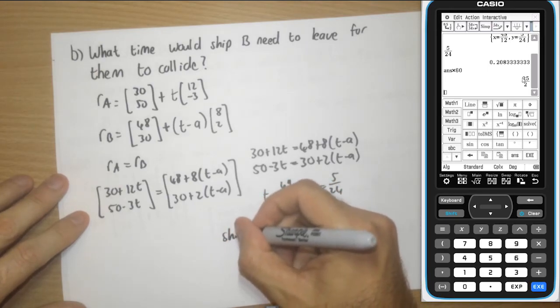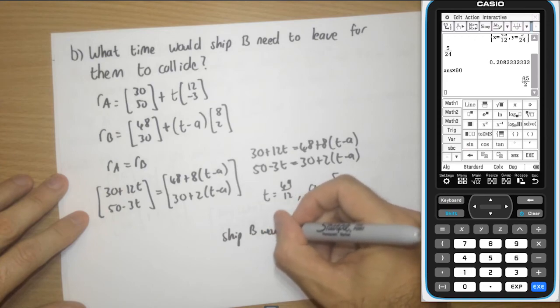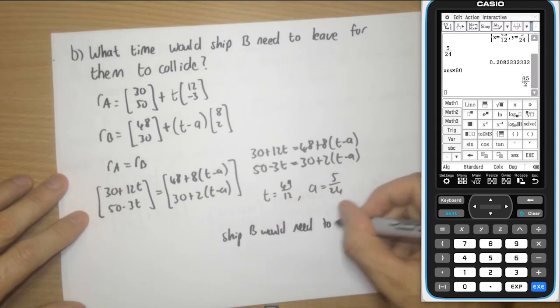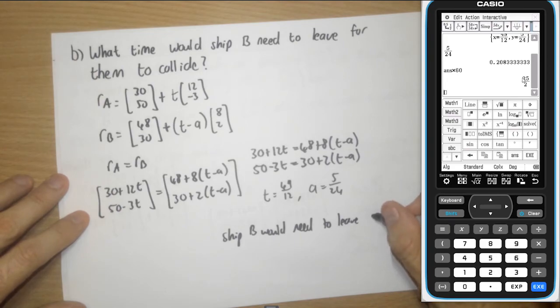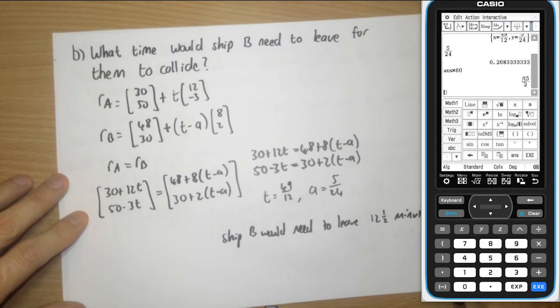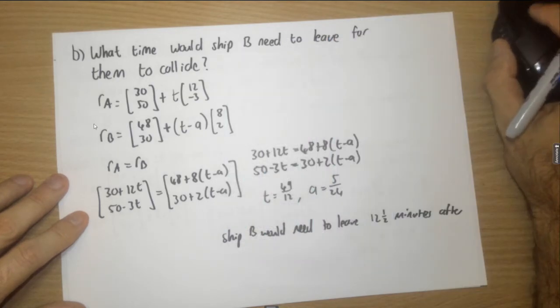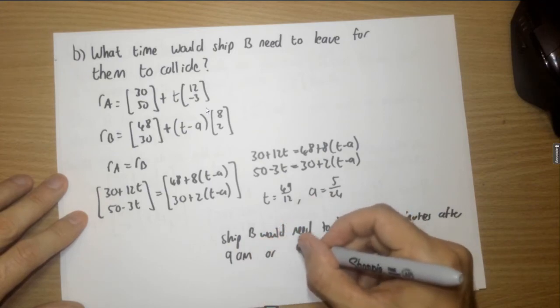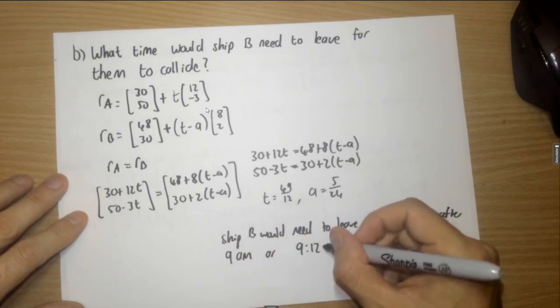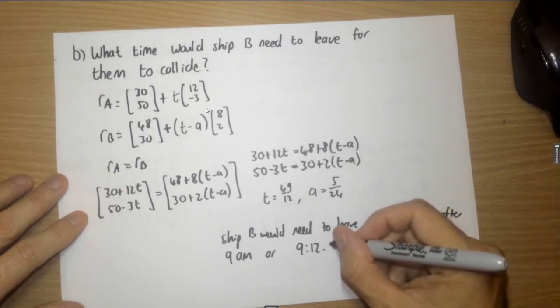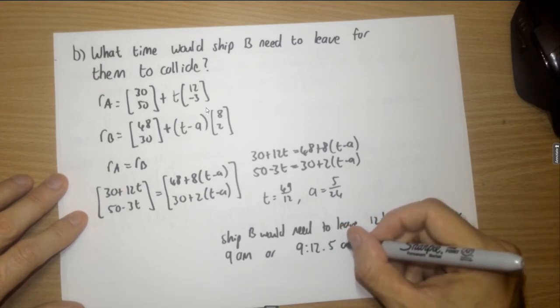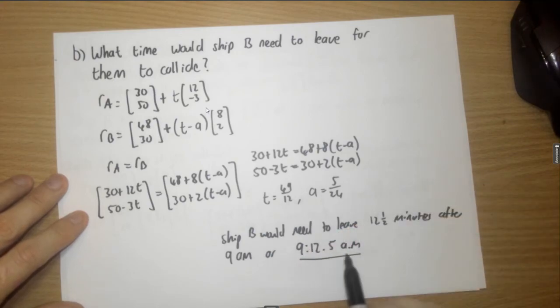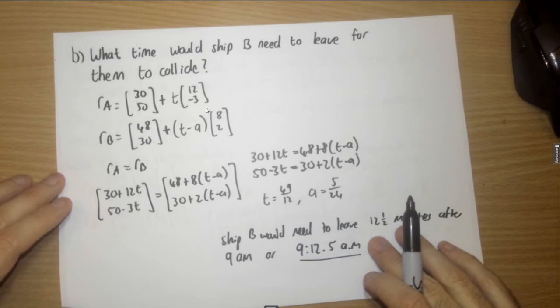So ship B would need to leave 12.5 minutes after 9 a.m. I'll get rid of the calculator. We'll need to leave 12.5 minutes after 9 a.m., or 9:12.5 a.m. If it leaves just a little bit later, it will get there on time.